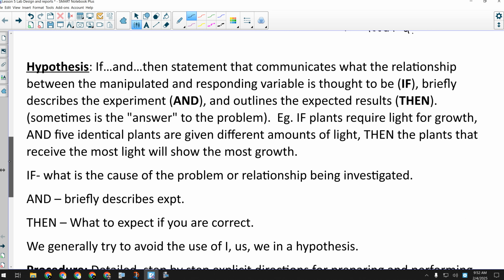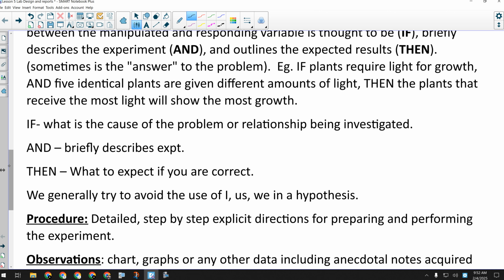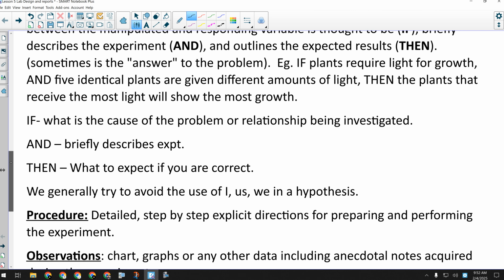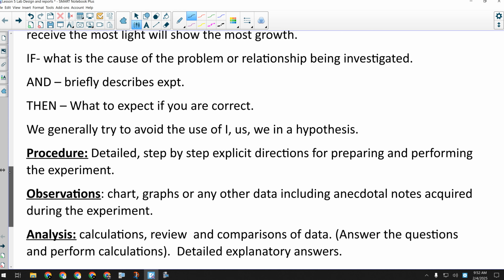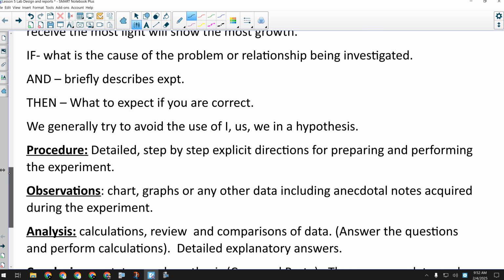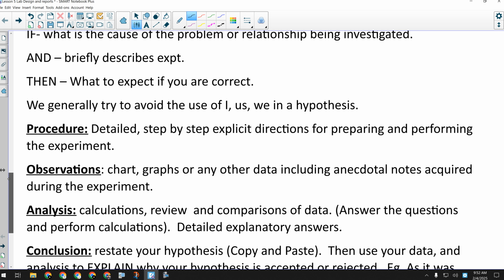All right, so as we said, if, what's the cause of the problem or the relationship, and briefly describe the experiment, then what to expect if you are right. Okay, we generally avoid I, us, or we in a hypothesis. All right, as we said, procedure is your detailed step-by-step explicit directions, right? Your observations, you record those. Usually I'll give you like a chart that you can fill in, or maybe you're going to insert pictures that you take, or just write in observations that you make, okay? Once we have those, then we go to the analysis.